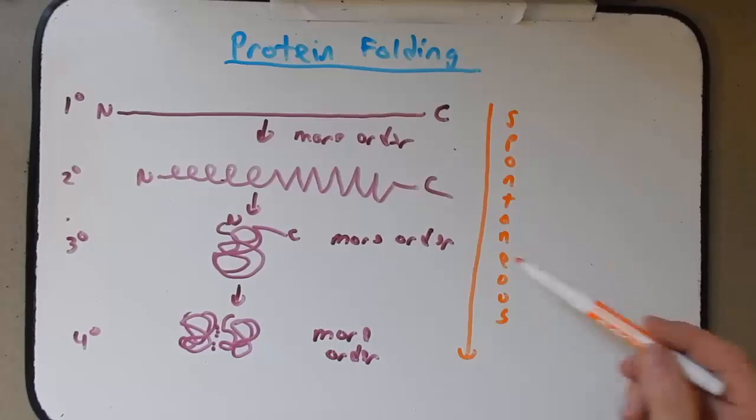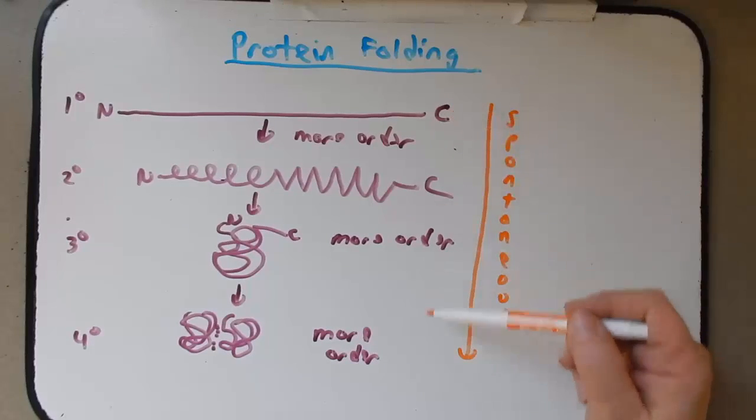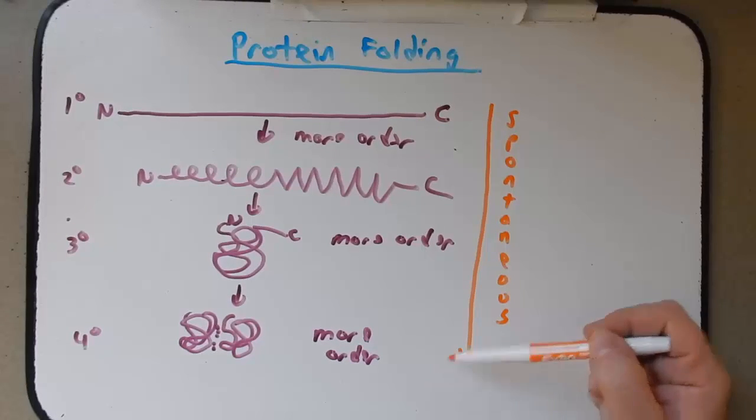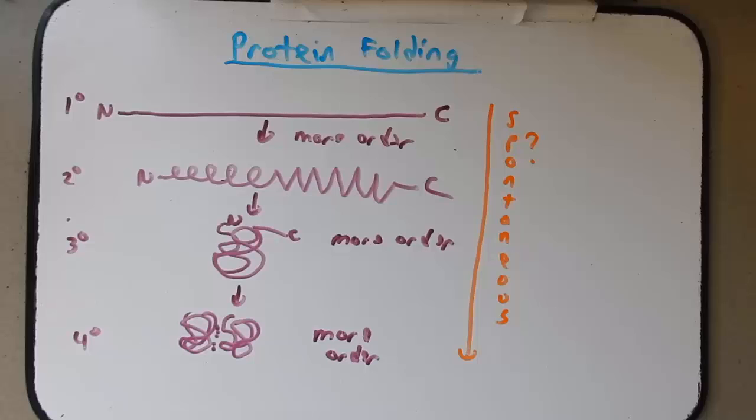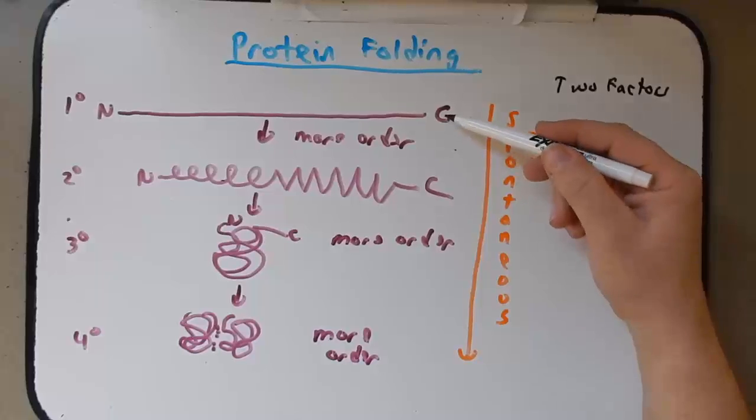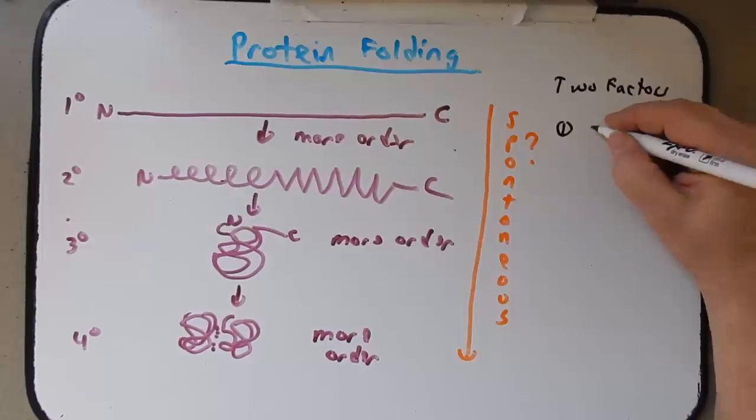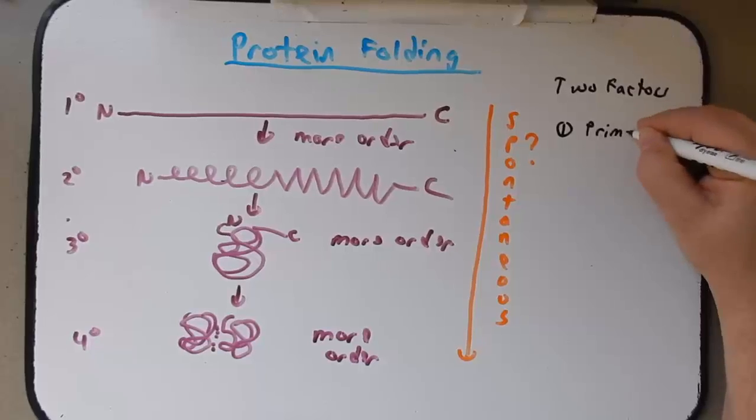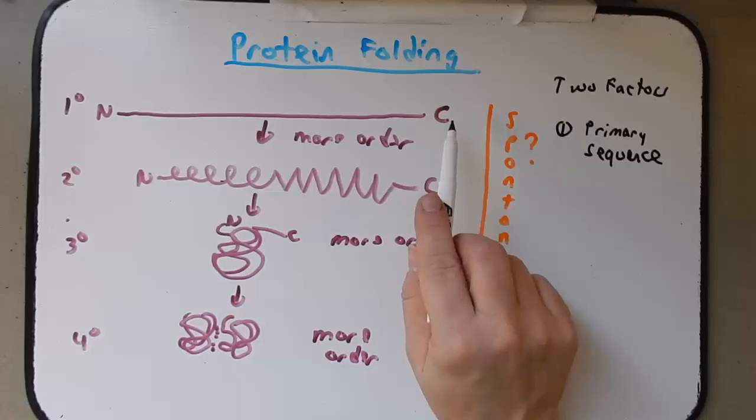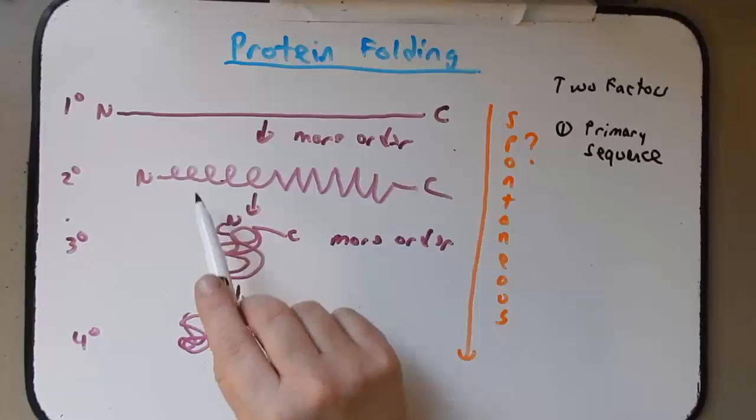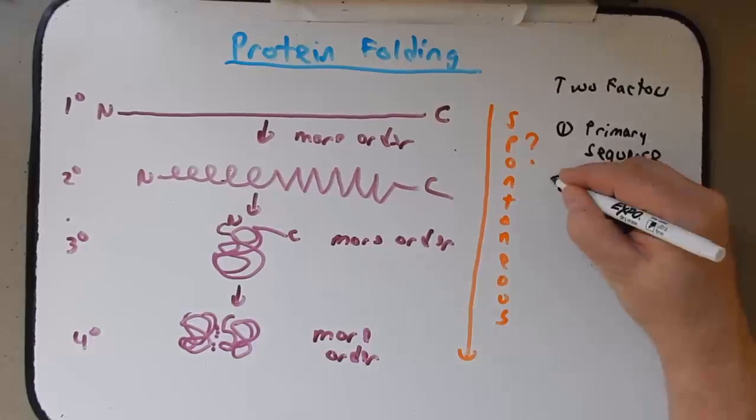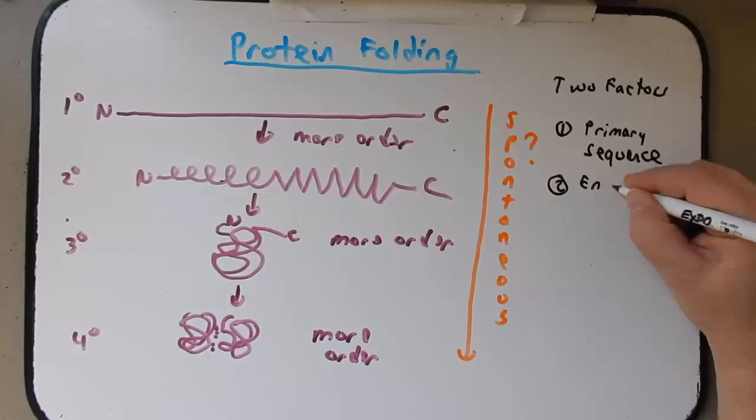It's hard to imagine going from a very unordered structure to a very ordered structure, which we know because of the second law of thermodynamics should require a lot of energy. How could it possibly be spontaneous? So how does it do this? Well, first, let's consider two factors that are important in driving this spontaneous reaction. The first is the primary sequence. Remember, the linear sequence of the amino acids in the primary structure ultimately determines how the atoms are going to interact in order to form the tertiary and the quaternary structure. But this other point is the one I want to focus on, and that is energy.